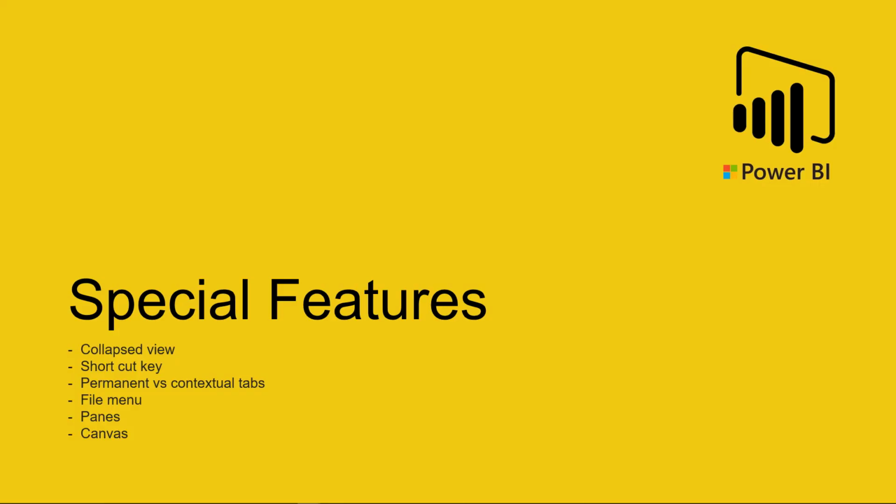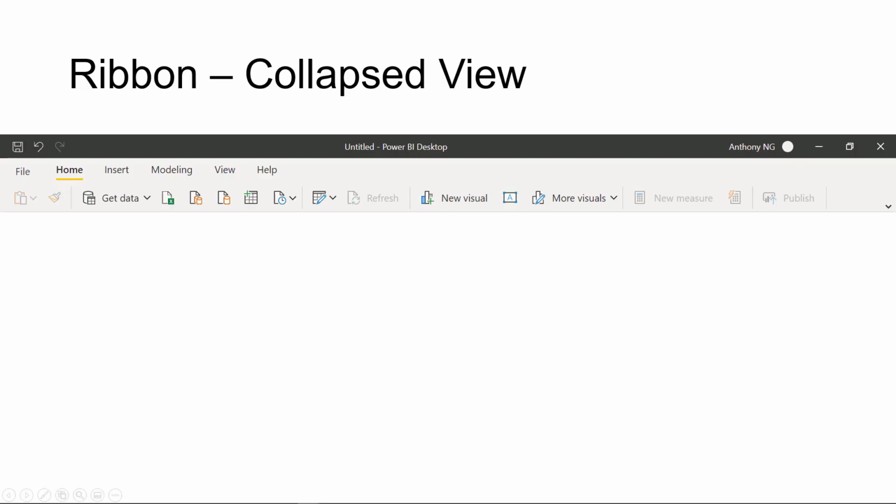There are some special features that are common throughout all three views, be it the report view, the data view, or the relationship view. These special features are consistent throughout, so it pays to walk through them so that you are familiar that they do exist, and so that you're not disoriented as you move around. There is the collapse view, shortcut keys, permanent versus contextual tabs, the file menu, which we talked about just now. I'm going to go into a little bit more detail on the panes as well as the canvas.